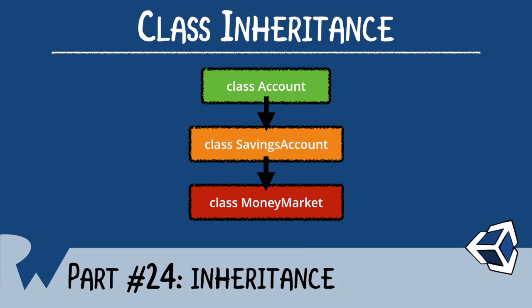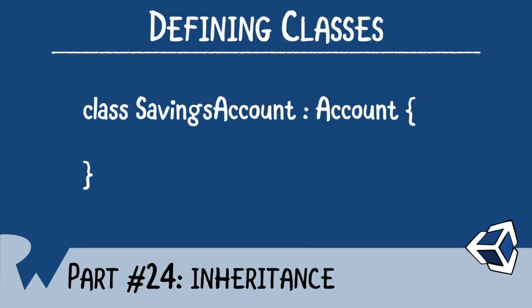The way you define inheritance is by putting a colon after the class name followed by the parent class. This should look very familiar to you. After all, every script you've created in Unity has inherited from the MonoBehaviour class.